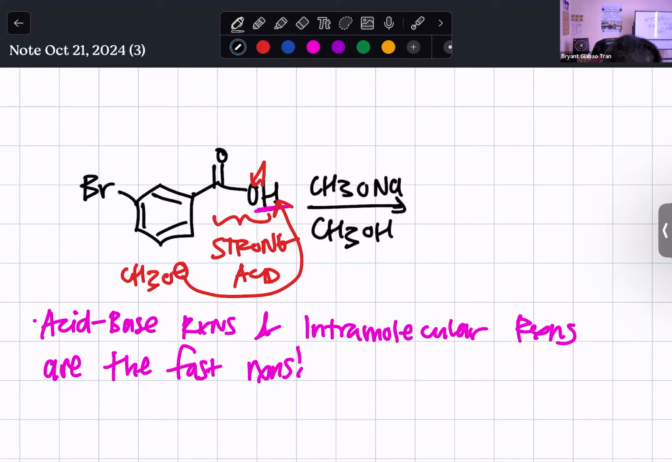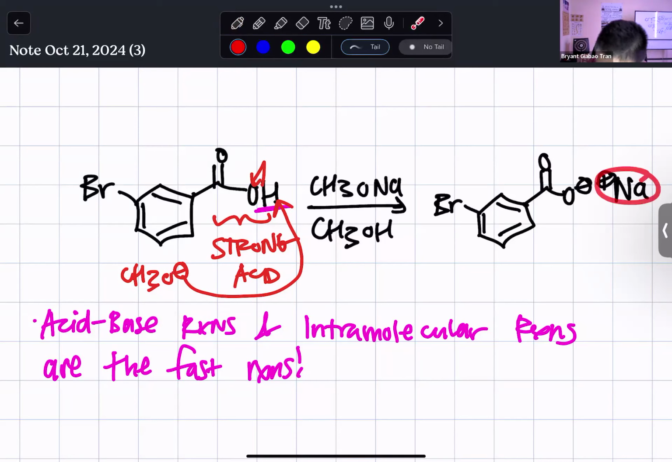So the answer here is just going to be this carboxylate, where the oxygen will have a negative charge, and then the sodium spectator ion is just going to float around that minus charge right there. This CH3OH would not do anything in the reaction because this is a neutral molecule. It's a solvent. It would not do anything in the reaction, right?